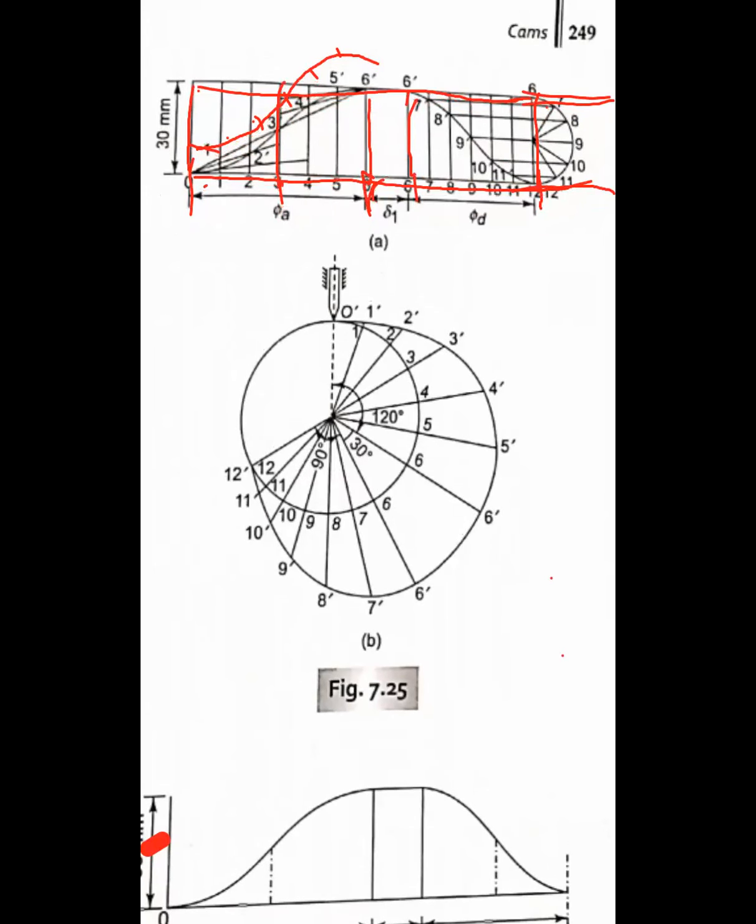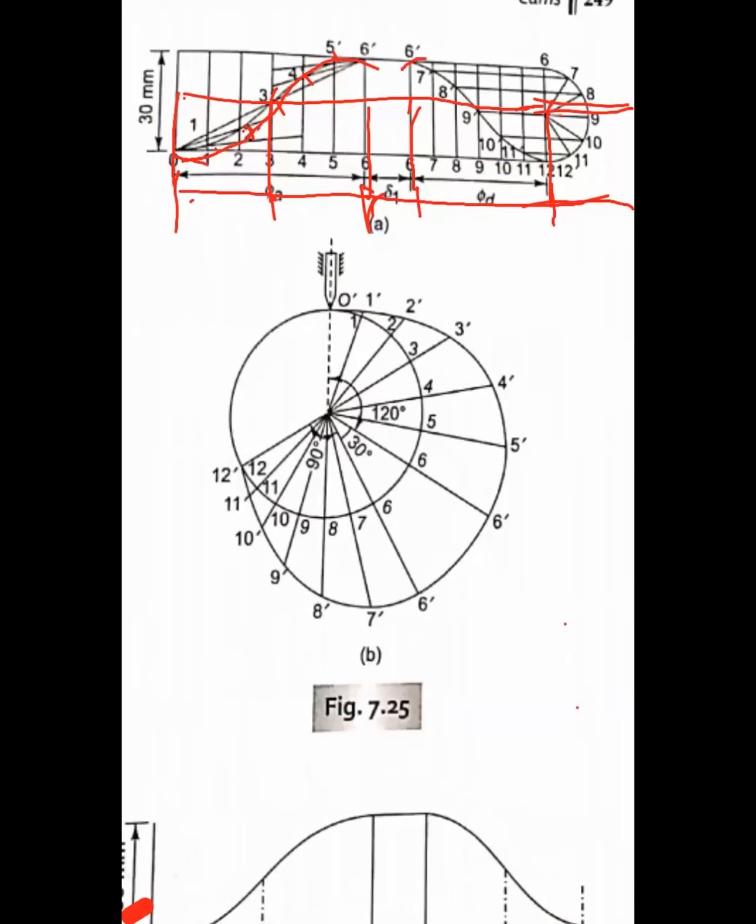Now, simple harmonic motion for our descent portion. The vertical lines are already there. At this end, you have to draw one semicircle with the radius of s by 2, and that semicircle is also divided into 6 parts. Now draw the horizontal lines to the descent portion. Where the intersections of 6, 6, 7, 7, 8, 8, 9, 9, 10, 10, 11, 11, 12, 12 are, just mark on it and draw the curve.